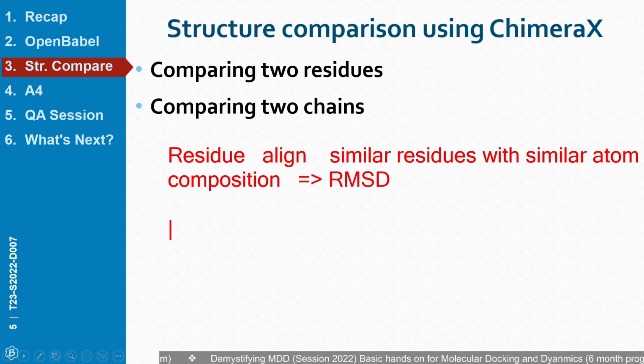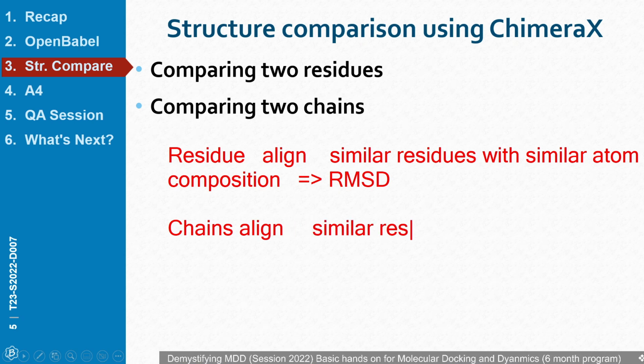And then we compared chains using the align command, and there should also be similar residues or similar sequence to compare, otherwise it was giving us some error. So here we have compared two residues and two chains. So this much is enough for this session.